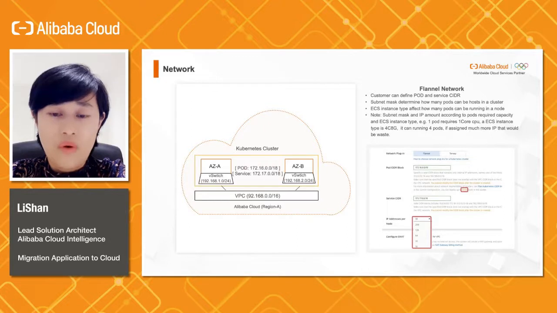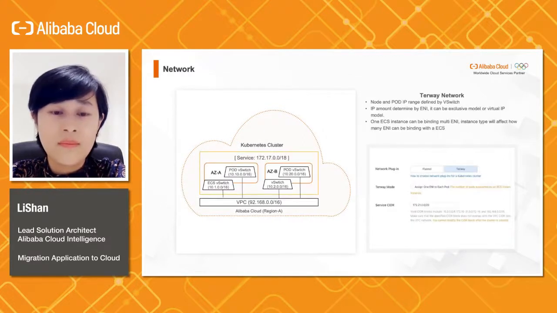That is according to a pod's required resources. For example, an ECS instance type has a 4-core CPU, and each of your pods requires a 1-core CPU. So that means the ECS can run 4 pods or 3 pods. So how to select the IP addresses per node, as the red box highlights, is relevant to the ECS instance type and the pods' required resource capacity. If you select a large number of IP addresses per node, but your ECS can only schedule 4 pods, the IPs will be wasted.